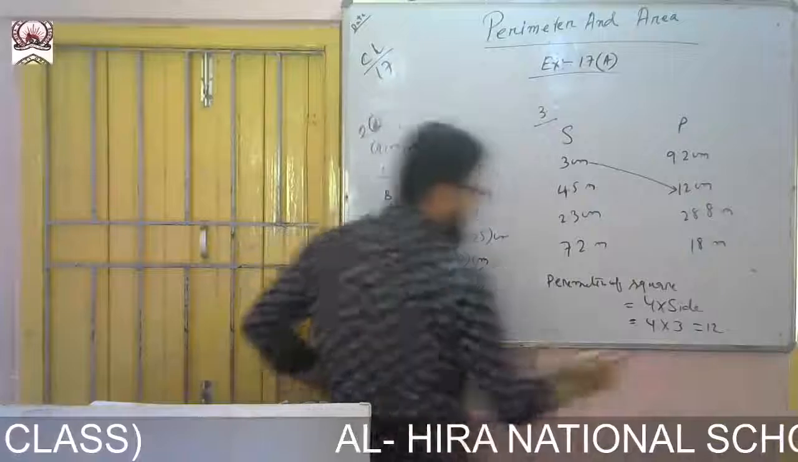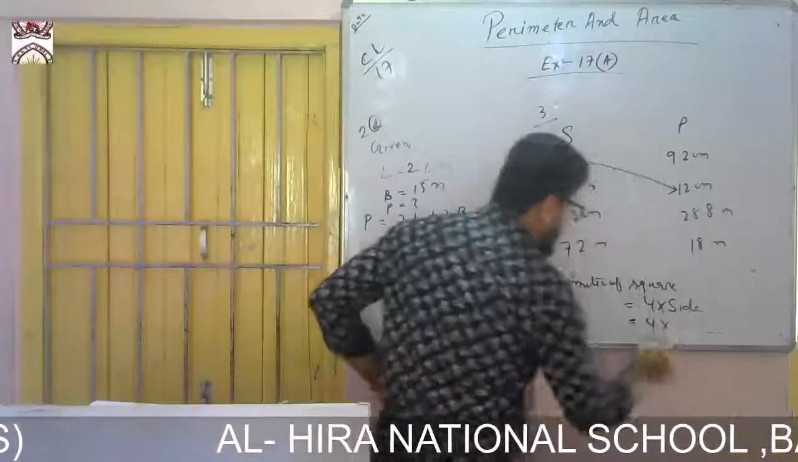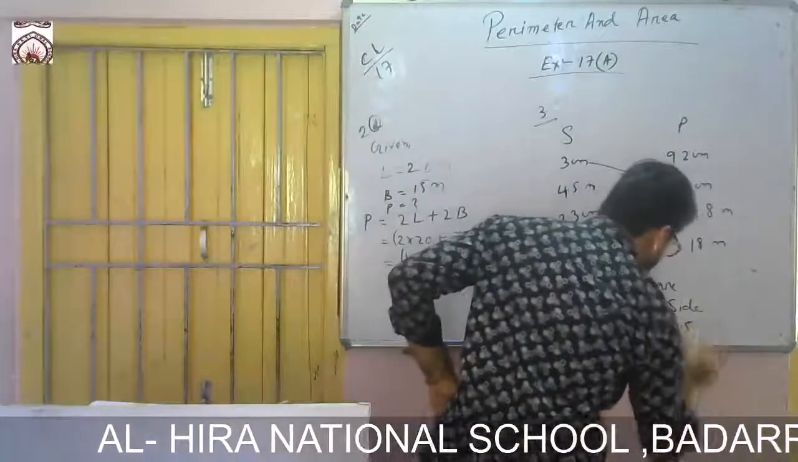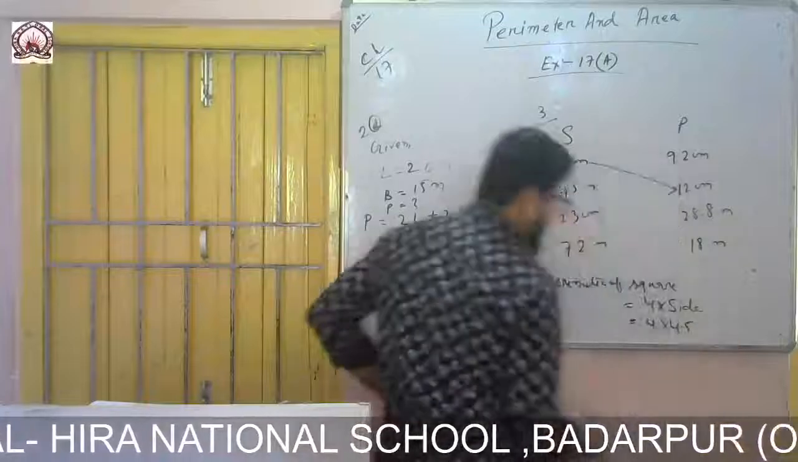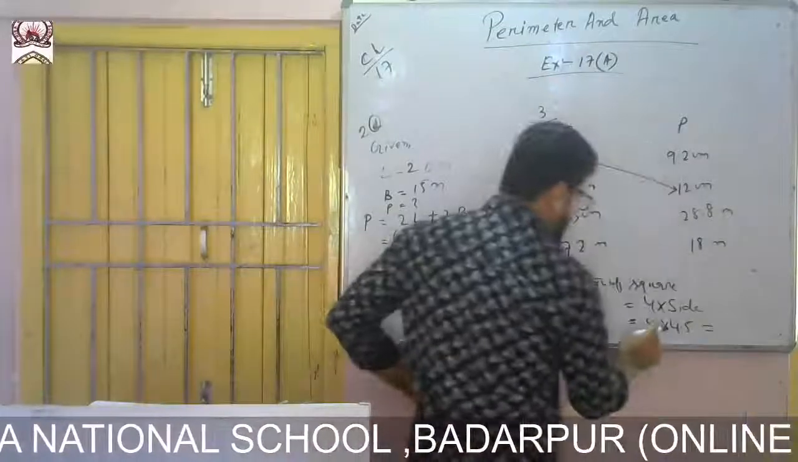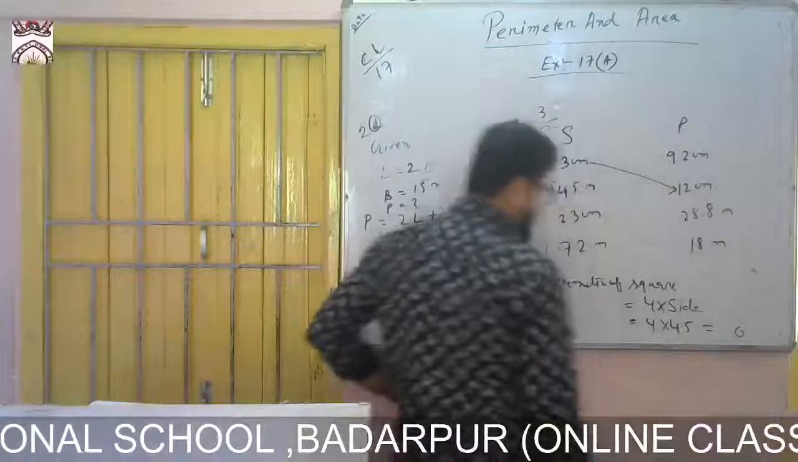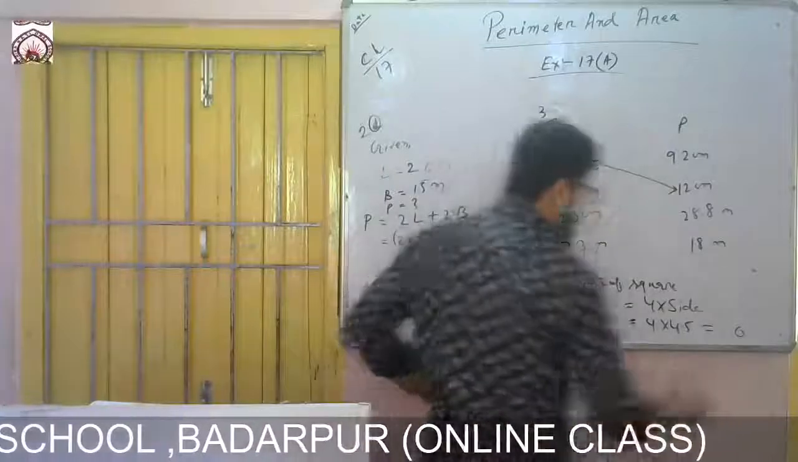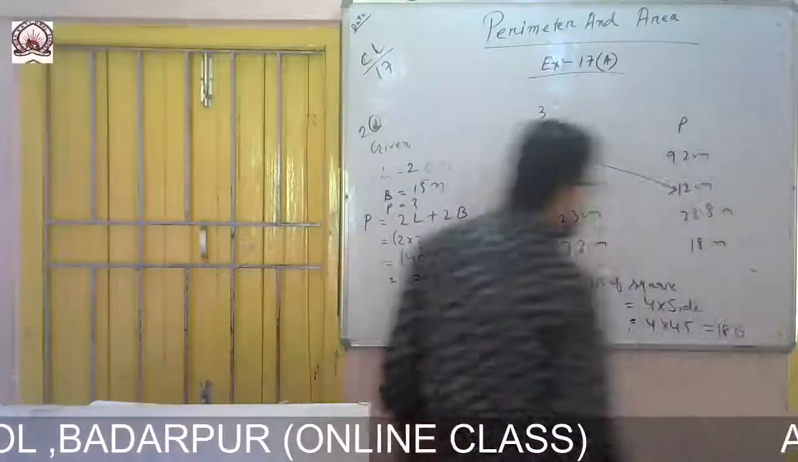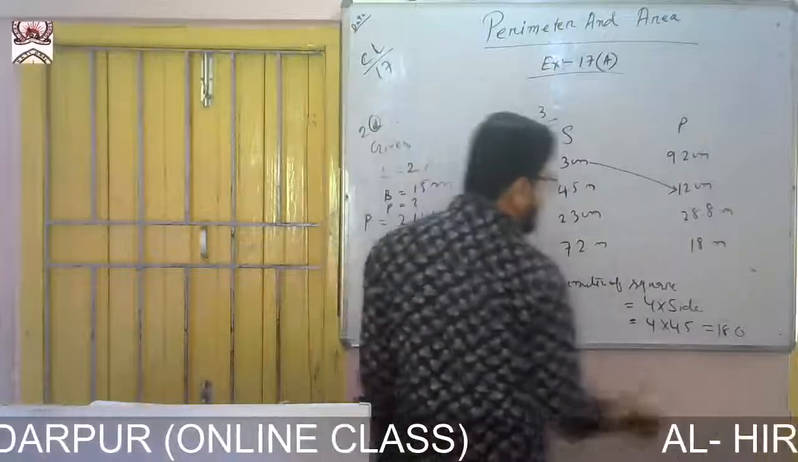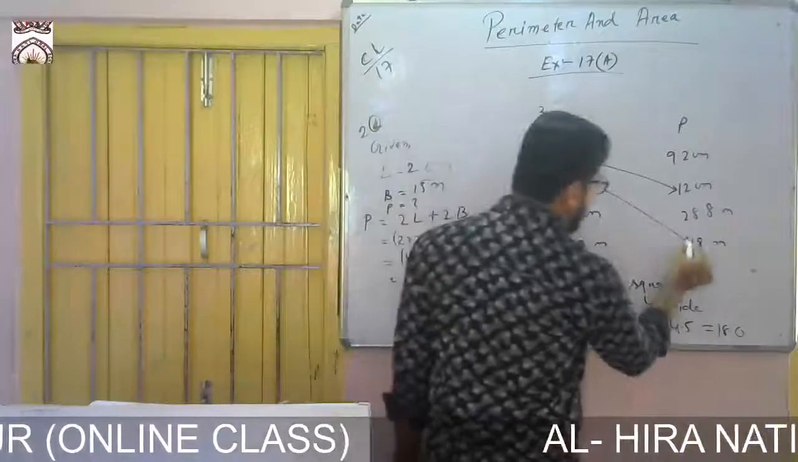Now again, 4.5. So 4 into 4.5 centimeter. Let us check. 4 5s are 20, remains 0. Then 4 4s are 16, 17, 18. 18.0 means 18 centimeter. So this one is matching with this one.